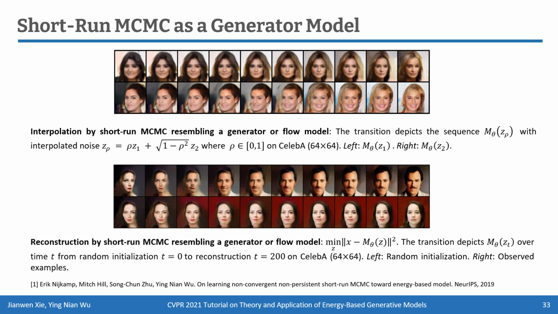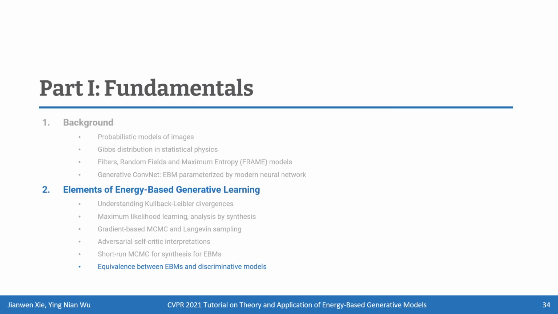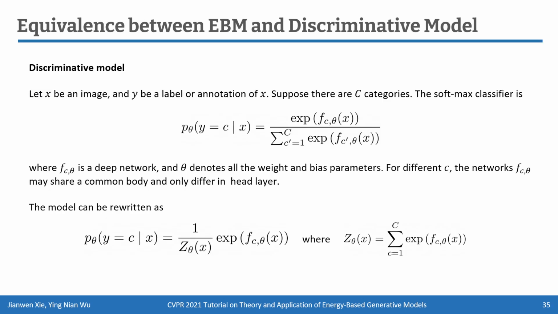In the bottom figure, we see that the short-run MCMC generator can perform reconstruction by finding z to minimize the reconstruction error. Both of these experiments validate that the learned short-run MCMC is indeed a latent variable model. Now, we will talk about equivalence between EBMs and discriminative models. In this section, we will show you the equivalence between the energy-based model and the discriminative model.